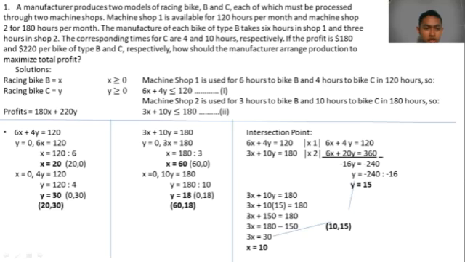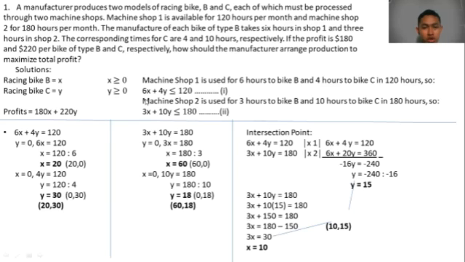Okay, the solution is here. First, we put racing bike B as X and racing bike C as Y. Then X is greater than or equal to 0 and Y is greater than or equal to 0. In the question, machine shop 1 is used for 6 hours for bike B and 4 hours for bike C in 120 hours per month. So we get the first equation: 6x plus 4y is less than or equal to 120.